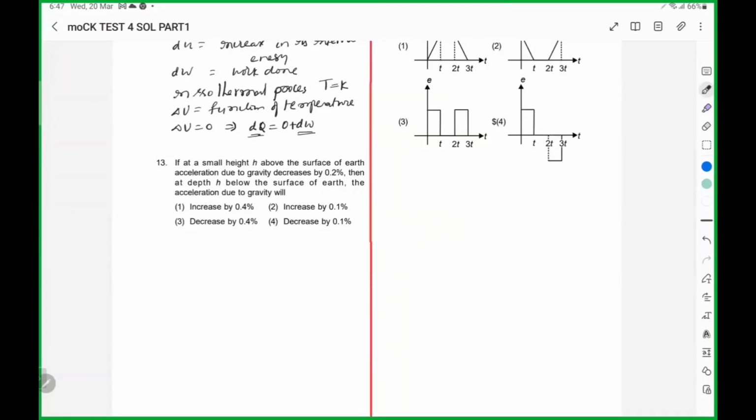Here acceleration due to gravity at a height h, 1 minus 2h by r. That is g dash minus g is minus g into 2h by r. Minus 2h by r. He given g dash minus g by g into 100 is 2%.